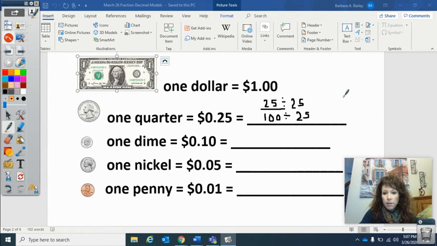So I have 25 divided by 25. That is equal to 1. And I have 100 divided by 25. That is equal to 4. Okay. So I have 1/4, which is less than one whole dollar. The way we write that in decimals would be 0.25, which is 25 hundredths. And the fraction that would be in simplest form is 1/4.